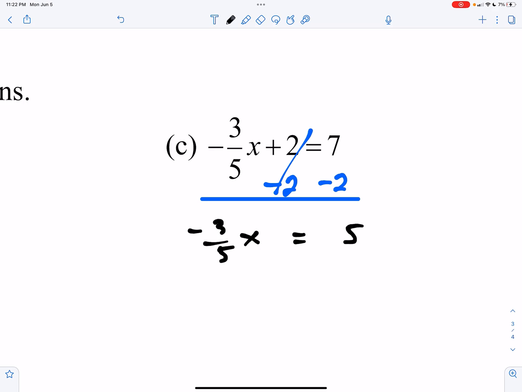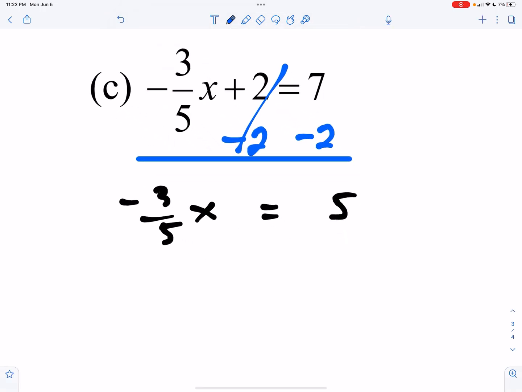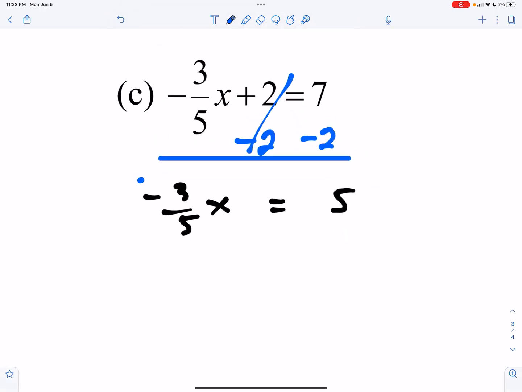Well, how do we get rid of the negative 3/5? Well, it turns out to get rid of a fraction, all you need to do is multiply by what's called the reciprocal of that fraction. Well, the reciprocal is just taking this fraction and flipping it the other way. So the reciprocal of negative 3/5 is negative 5/3. Still negative, okay, but you can see 5/3 is the flip or the inverse of 3/5.